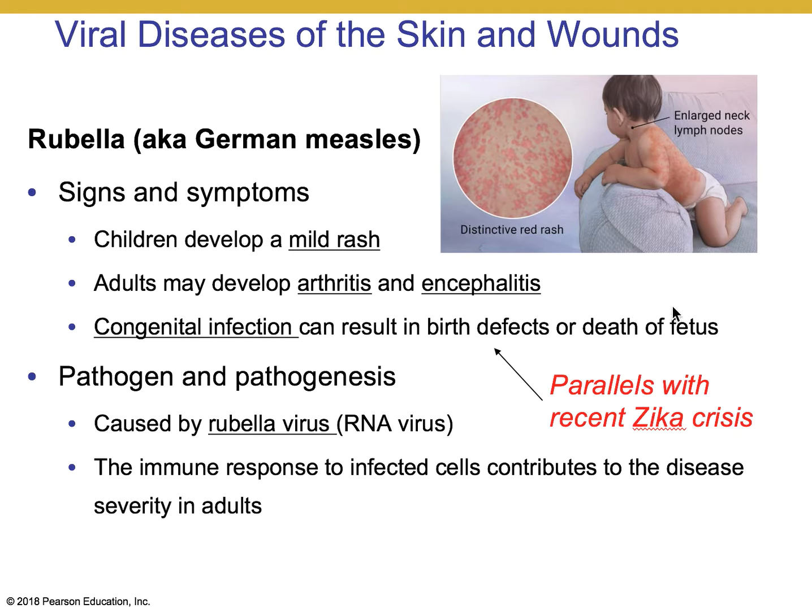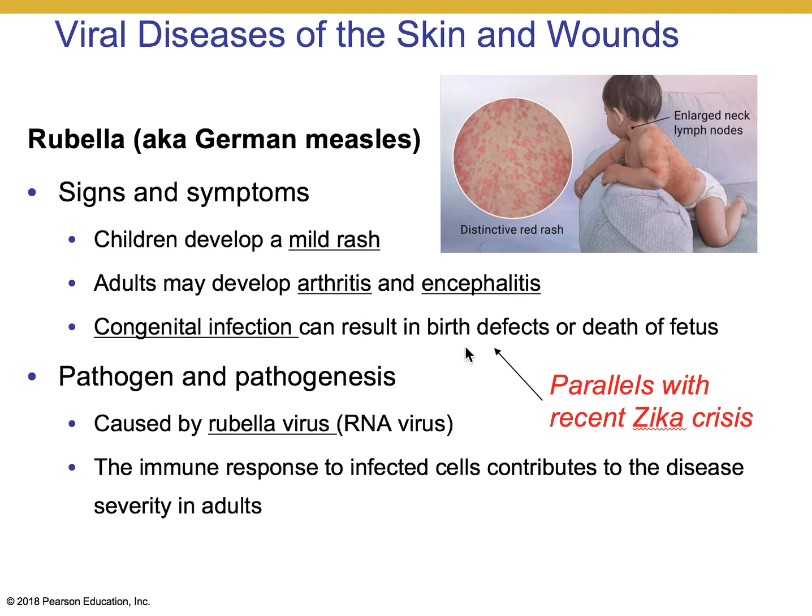One major issue back in the day before people were routinely vaccinated against rubella was the fact that women could be exposed to this during pregnancy, and then the virus, which is capable of crossing the placenta, could infect the newborn baby, resulting in severe birth defects. So in many ways, when the Zika virus reared its ugly head in South America in the last couple of years, there was a lot of parallels people saw with the issues surrounding rubella, German measles, during the 1950s and 60s in the U.S.